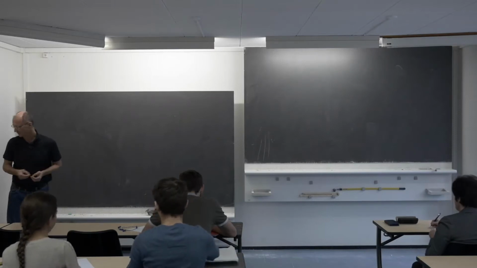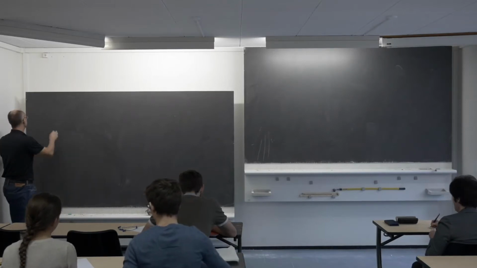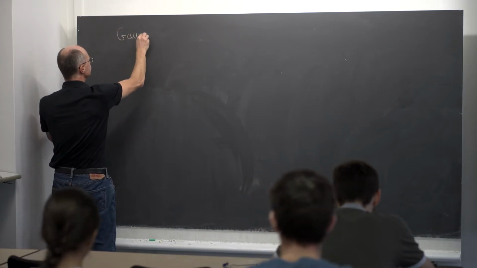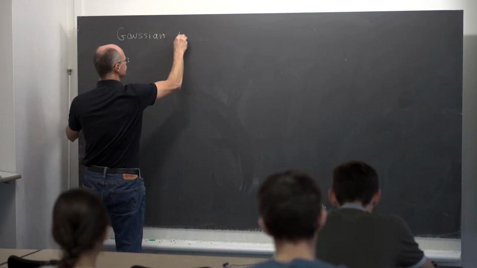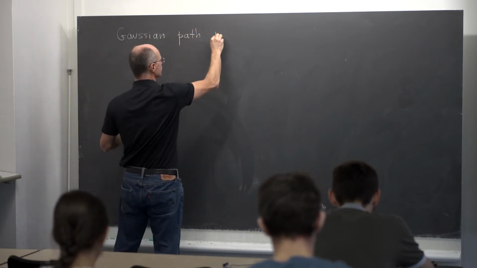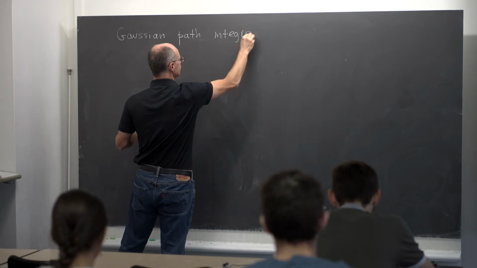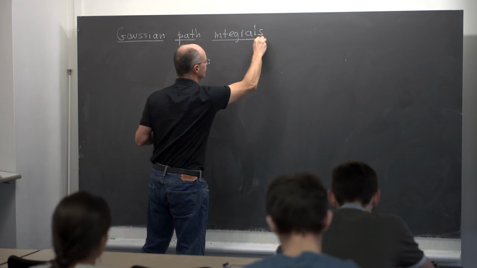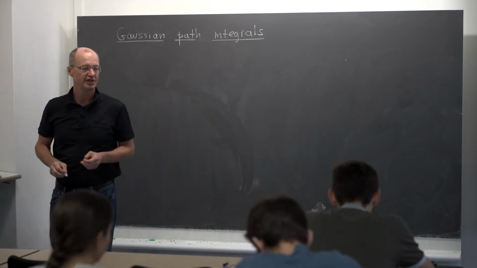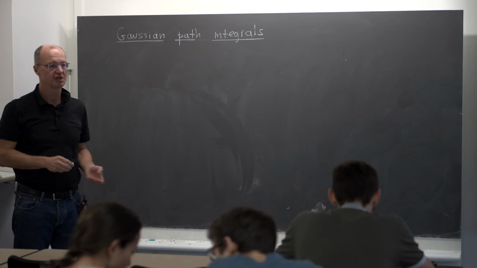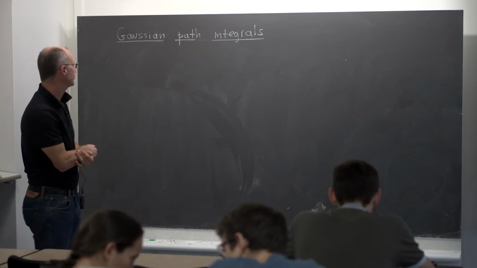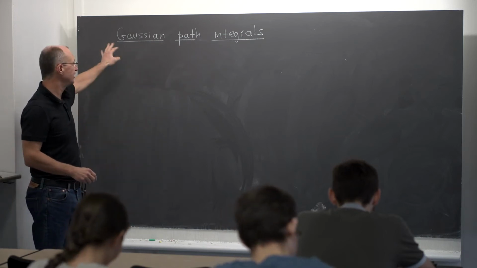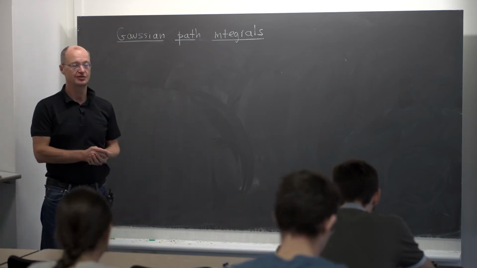Let's start. So today we're going to look at Gaussian path integrals. That's one of the ways one can try to make sense of path integration. That's of course some very special type, and as we'll see, even there we have some number of difficulties.